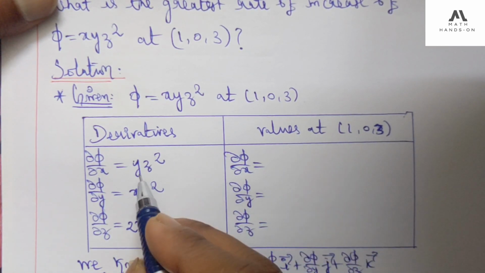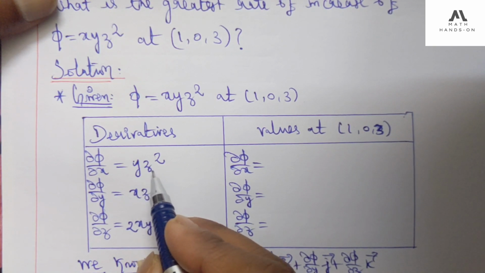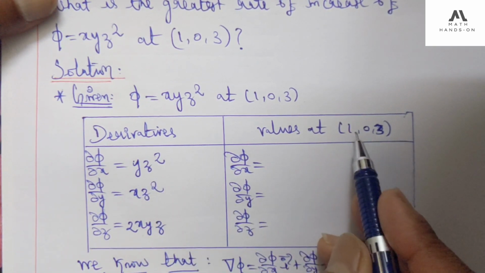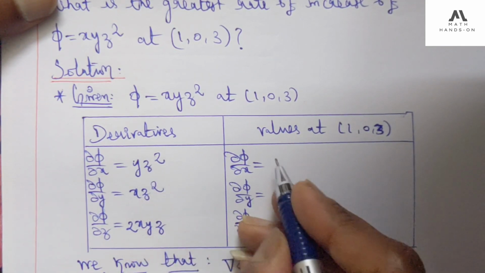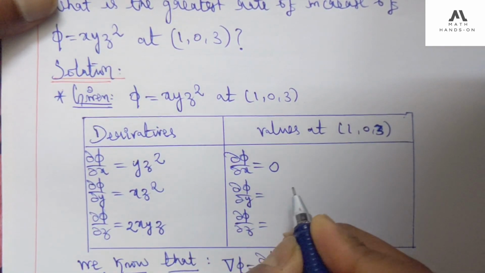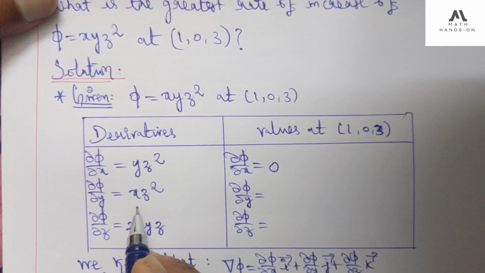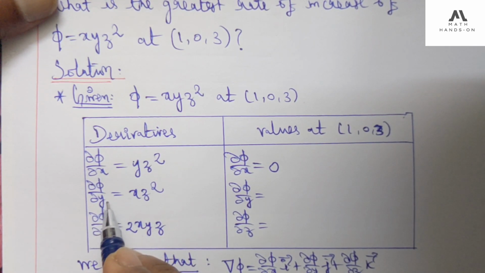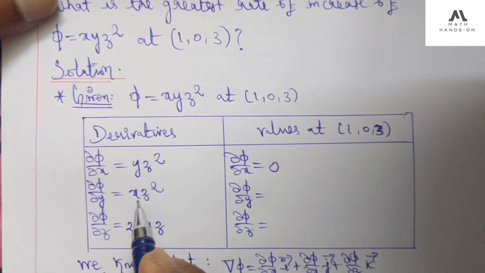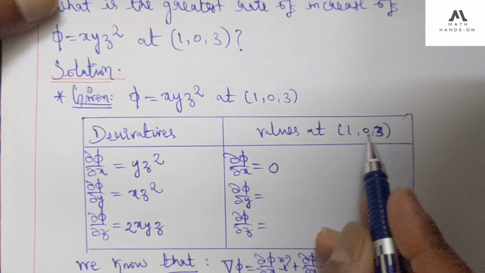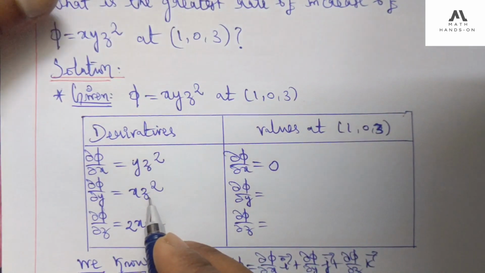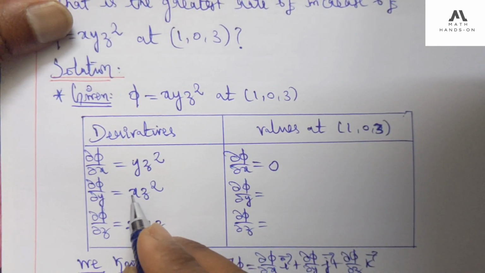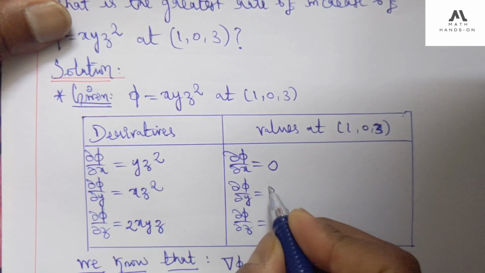In the first term we have yz square. Here in place of y we have 0. So 0 into anything is 0. We get only 0. For the second term, dou phi by dou y, the next derivative with respect to y, put x equal to 1, z equal to 3. So 1 into 3 square. What is 3 square? 3 square is 9. 9 into 1 is 9.